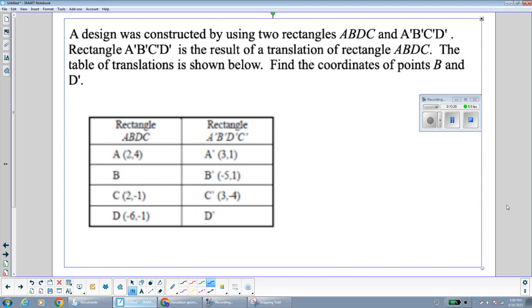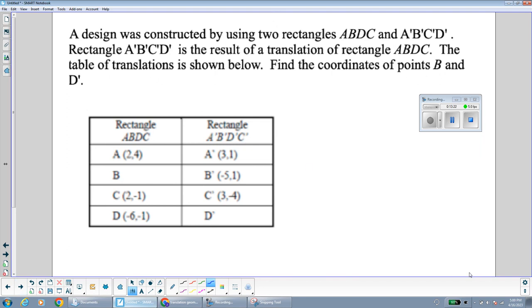Last one we're going to do for this video. You might want to pause the video and try it out yourself. So we have a table here, and the table is giving us some information so we can figure out what translation happened. So from A to A prime, because that's a complete one in this chart, it's the only complete section. 1 was added to the x coordinates, so that's 1 to the right, and 3 was subtracted from the y coordinates, so that's 3 down.